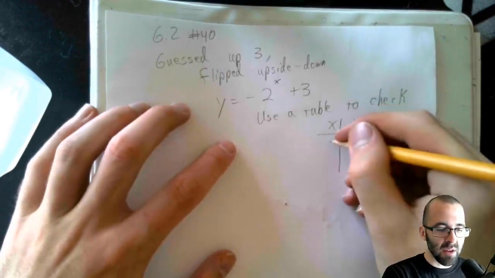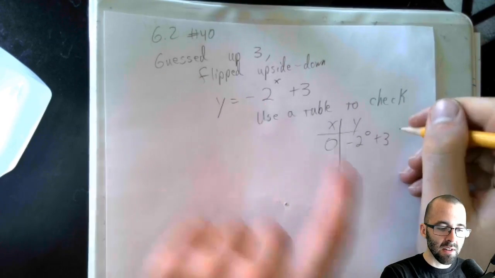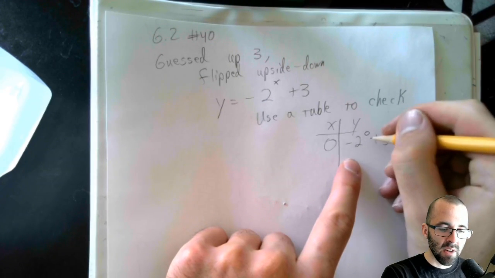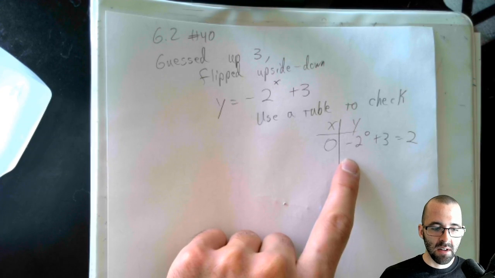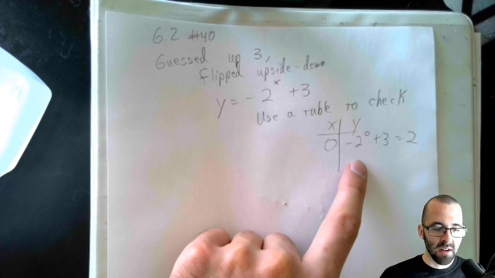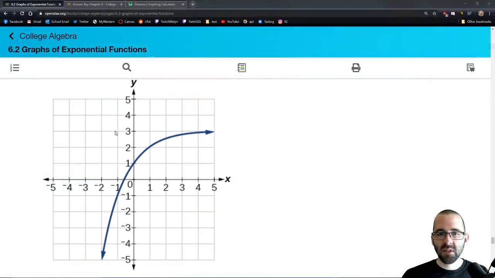So what I mean by that is, if we plug in x equals 0, we get negative 2 to the 0th power plus 3. And you type that in a calculator. That's negative 1 plus 3 is 2. When x is 0, we got that y was 2. So is the point 0, 2 on this graph? No, it's not. So we know that this can't be the right function. So we missed some stuff.